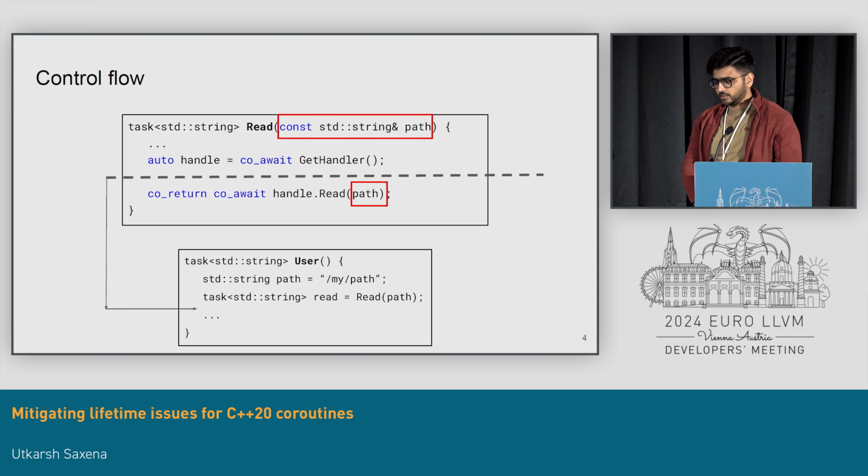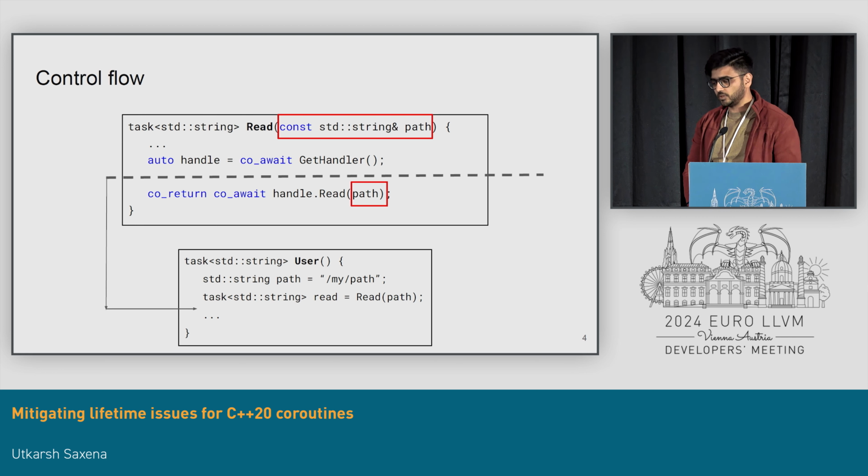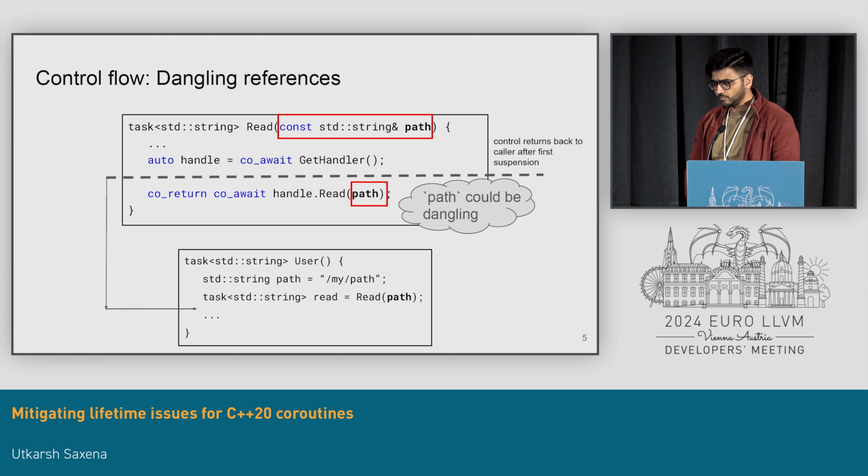Once the control reaches back to the user, the coroutine itself has not completed, and it will be resumed at some other point of time in the future. But the user now has the control, and a lot of things can happen to this path variable, the reference to which was captured by this coroutine, which is not yet completed. This could essentially become dangling at some point if the user destroys it. And this is not very hard to get wrong. It is very easy to make the coroutine capture dangling references.